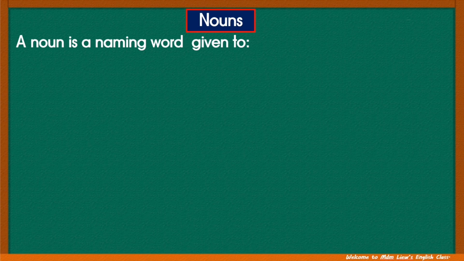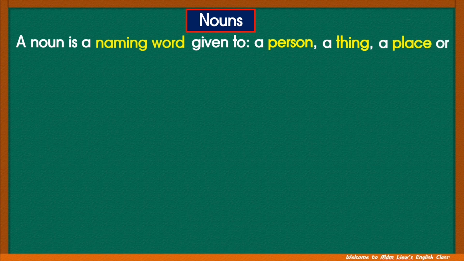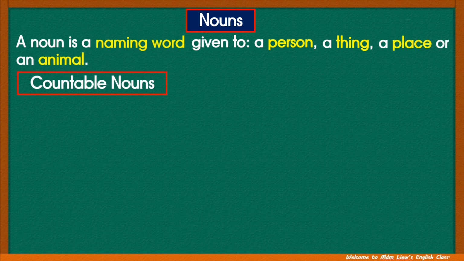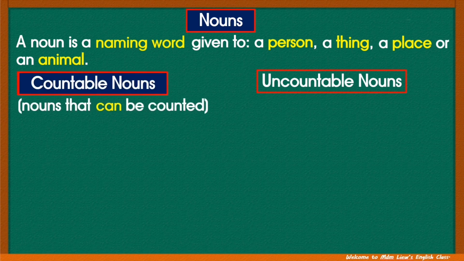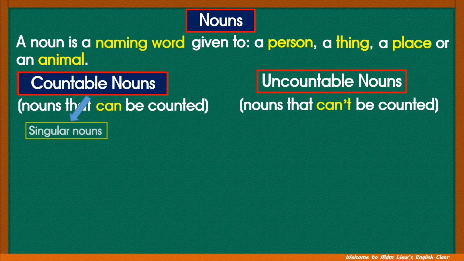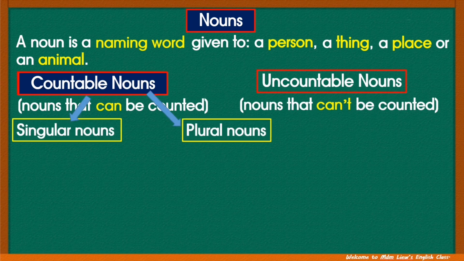Before we start our lesson for today, let's quickly do a little bit of revision on nouns. What is a noun? A noun is a naming word given to a person, a thing, a place, or an animal. There are countable nouns and uncountable nouns. In this lesson, we shall only focus on countable nouns. Countable nouns are nouns that can be counted, whereas uncountable nouns are nouns that can't be counted.